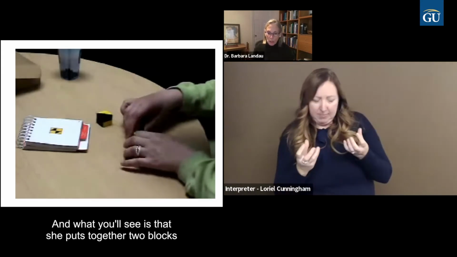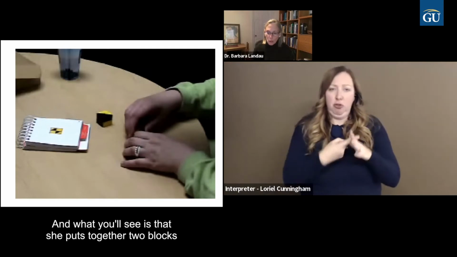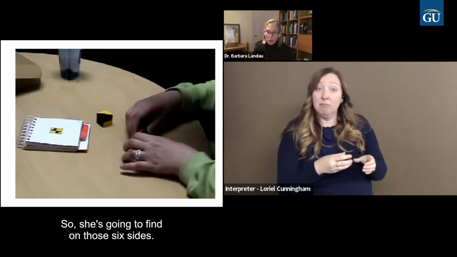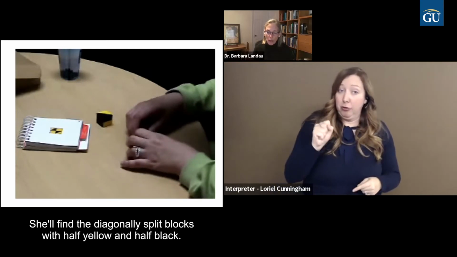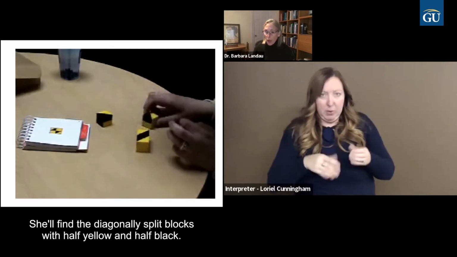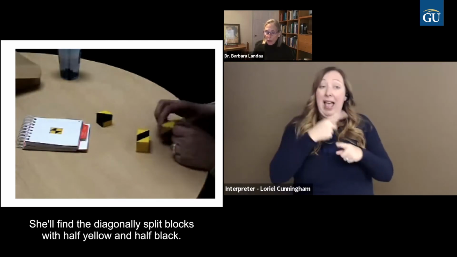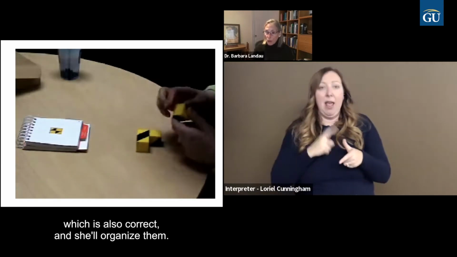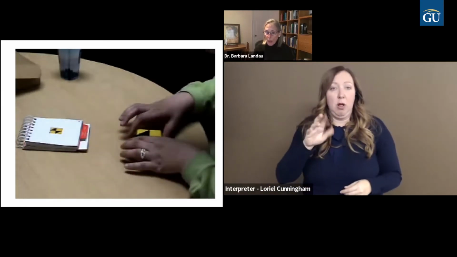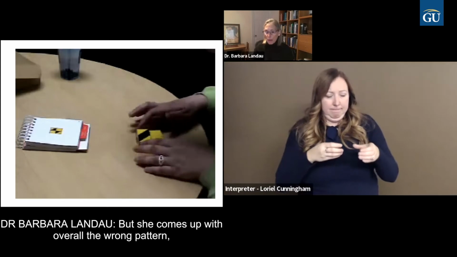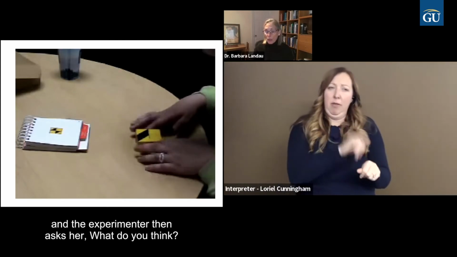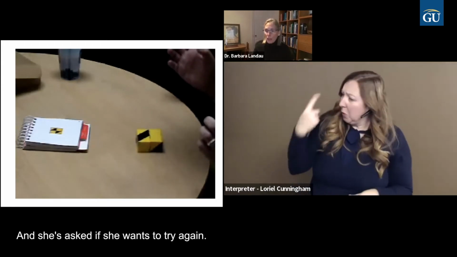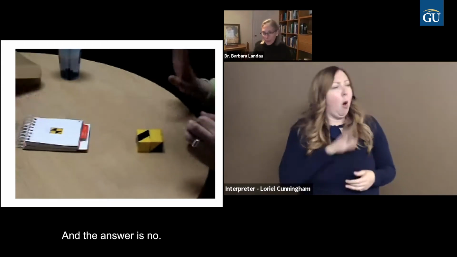And what you'll see is that she puts together two blocks that actually have the right patterns on them. She finds on those six sides the diagonally split blocks with half green, half yellow and half black. Then she picks up two of the solid blocks, which is also correct, and organizes them, but she comes up with overall the wrong pattern. The experimenter asks her, what do you think? How is that? And she says, very good. She's asked if she wants to try again, and the answer is no.